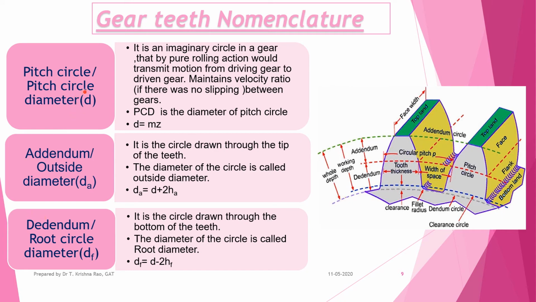Pitch circle is an imaginary circle on a gear which helps us to have pure rolling. Two mating gears of this diameter, like circular friction discs, will roll on each other and give you the same ratio. This is called the pitch circle. This is an imaginary circle on the gear or pinion. It is equal to module into number of teeth.